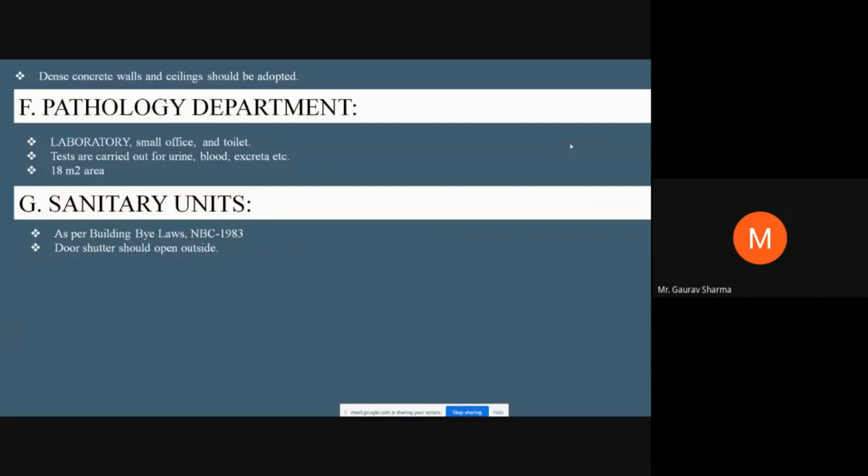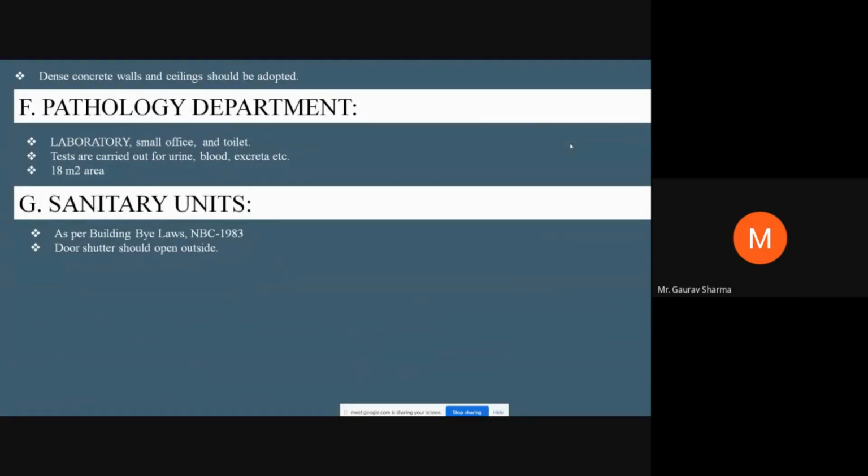So we have to plan in such a way that it should not create trouble for the patients and for the doctors too. Okay. Generally, 18 meter square area is selected for this kind of facility for proper accommodation of all the things that I have discussed a few minutes back. Okay. Sanitary units. I'm not discussing sanitary units here because it is your task actually.